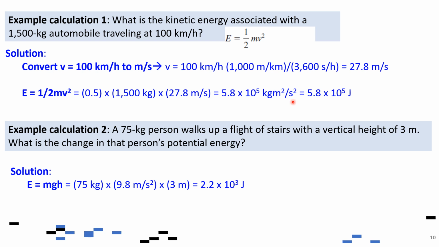And this kilogram meter squared per second squared, as explained in the first few slides, is equal to joules. So this is basically 5.8 times 10 to the fifth joules. That is the final answer for this question.